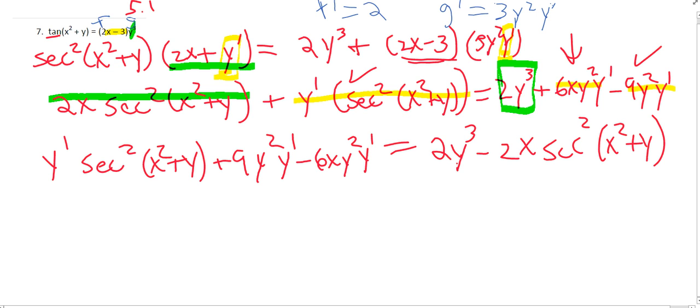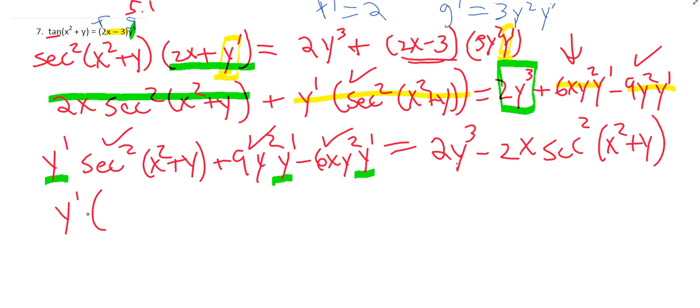Okay, so maybe in order to save space, let's first of all emphasize this point right here. We have a y prime here, a y prime here, and a y prime there. So we can, in essence, just factor that out. And when we factored it out, I don't think I want to rewrite this whole thing. We'd have y prime, and then we would have our secant squared, our 9y squared, and a 6x y squared right there, right? So, and then we would do what? We would divide all that stuff out.